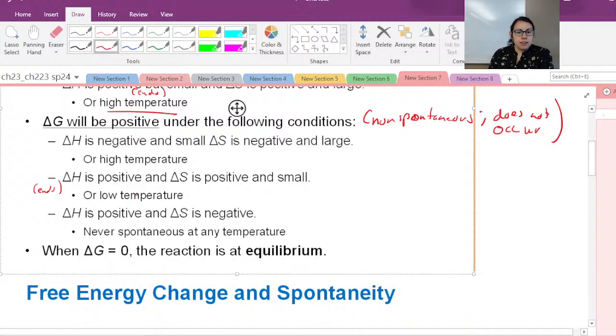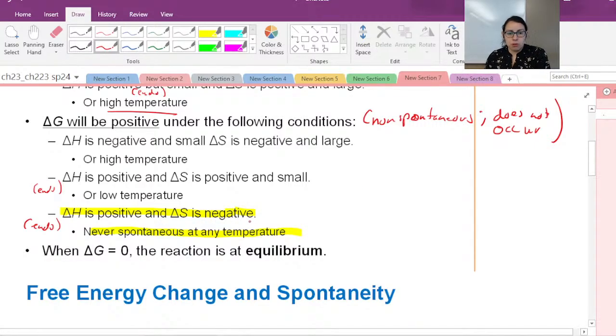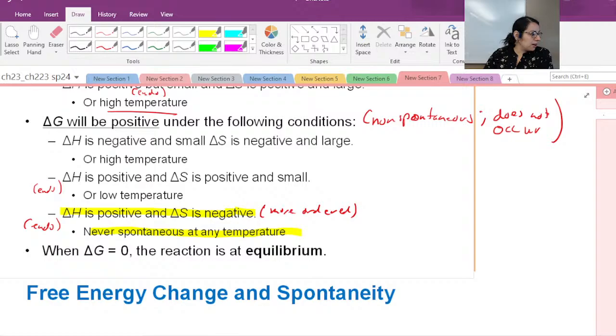And then this would be our condition where it is never spontaneous. If we have a system where our change in enthalpy is positive, so an endothermic reaction, and we're becoming more ordered, then this would not occur. So if it's endothermic and more ordered, that will not occur.